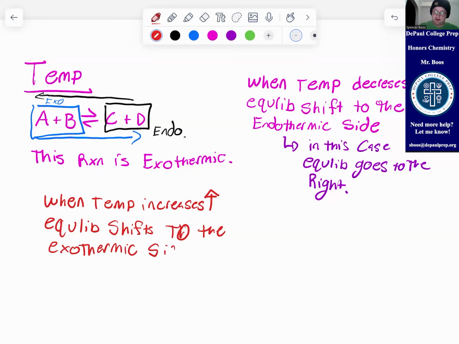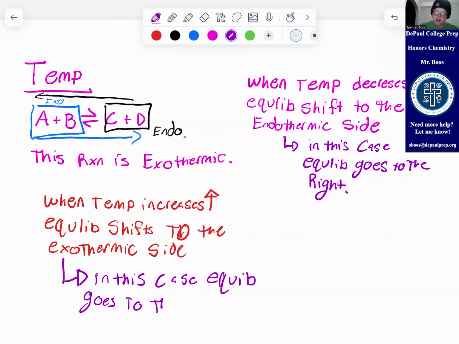side, which of course means that in this case, equilibrium goes to the left. And that is because this side is our exothermic side. When temperature decreased, it shifted to the endothermic side.